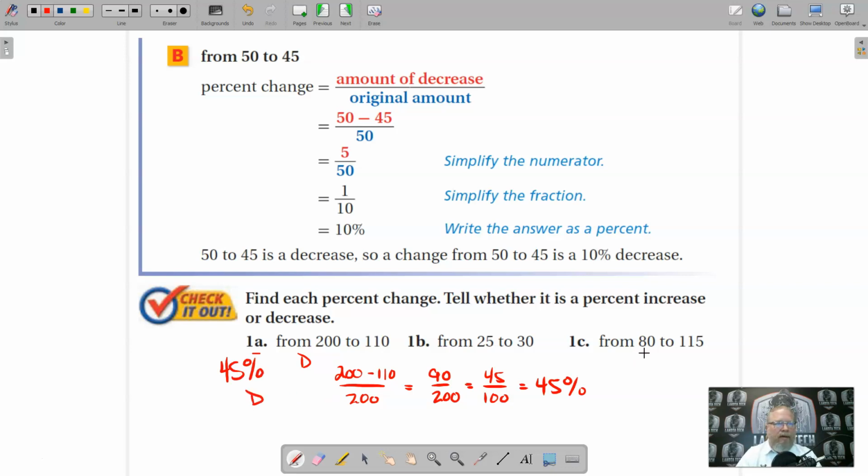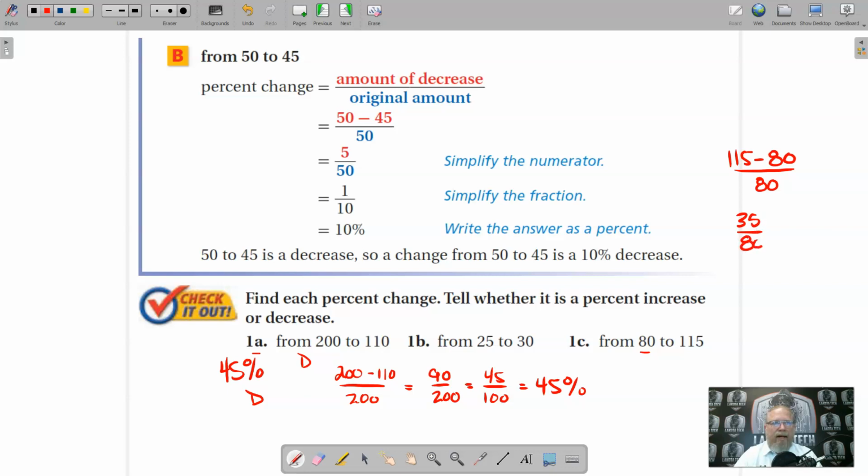On another one, let's do an increase, 80 to 115. So we're going to have to go, I'll put it over here. We're going to have to do the difference of 115 minus 80, correct? We want a positive number. Our original amount is 80, so we'll put 80 here for the denominator. Now, 115 minus 80, and that should be, what, 35, right? There we go. I did mental math on that one.